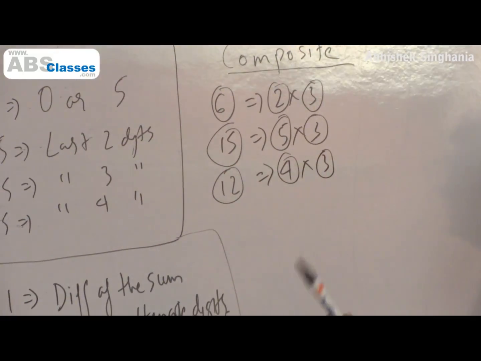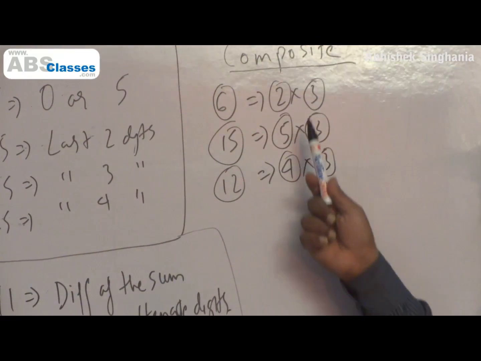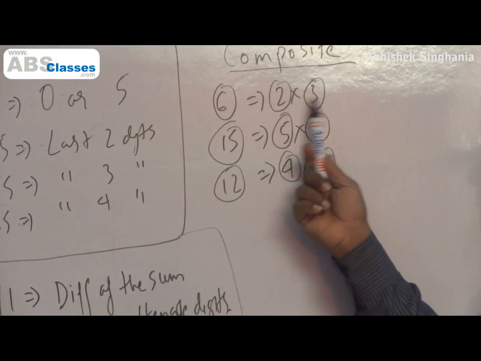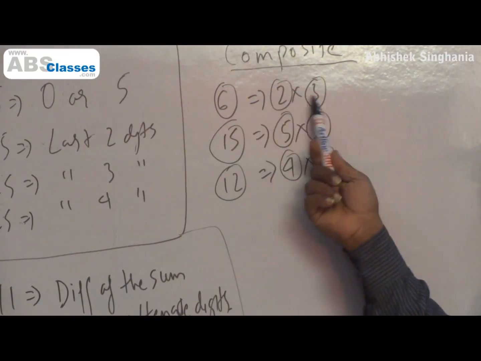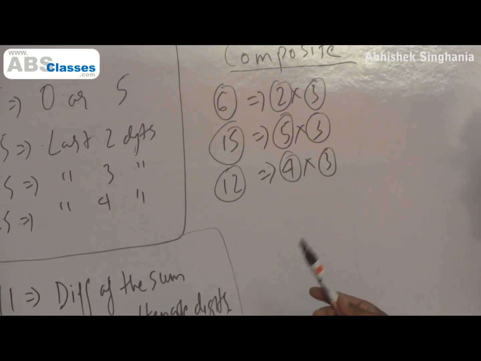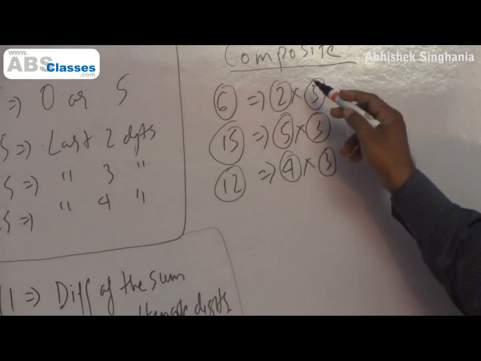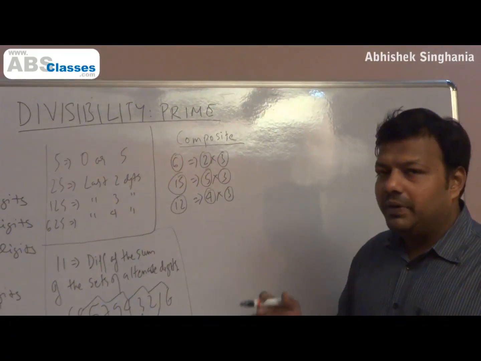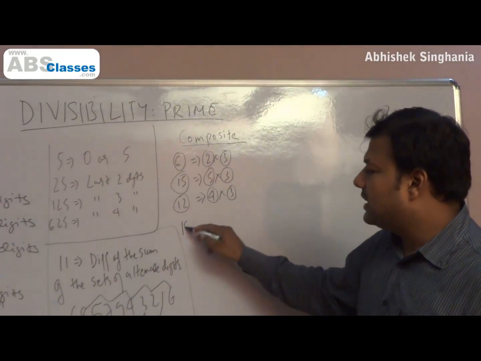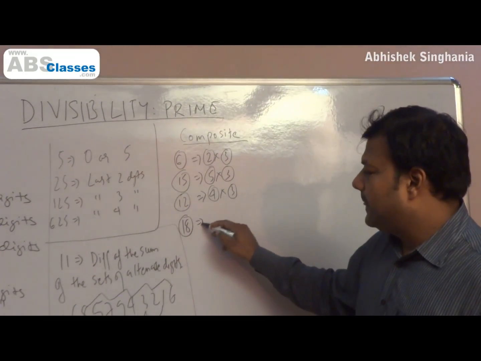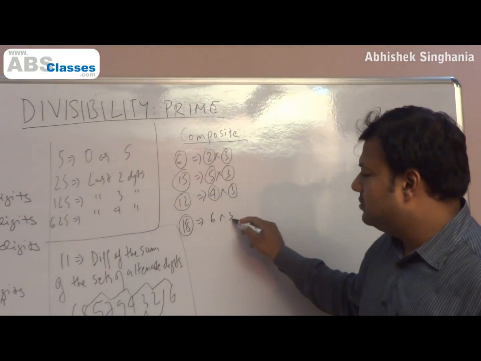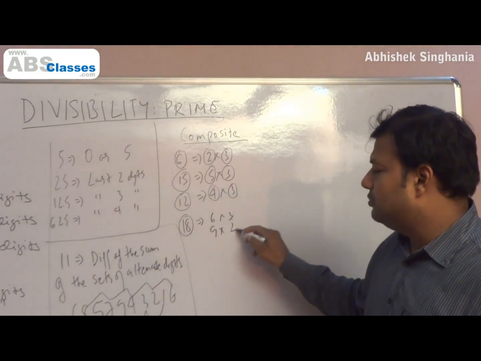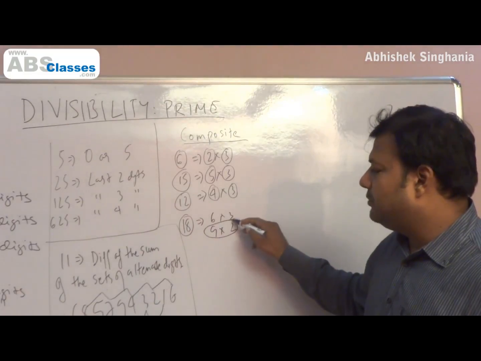Now you see, in each case, I have written the number in a way where the 2 numbers that are multiplying to get the number have no factor in common. They are co-prime to each other. So when you try to use a composite number as a divisor, you break it up as a product of numbers which are co-prime to each other. For example, if I have to check a number for 18, I can write 6 into 3, but I would prefer to write 9 into 2 because 9 and 2 are co-prime to each other.